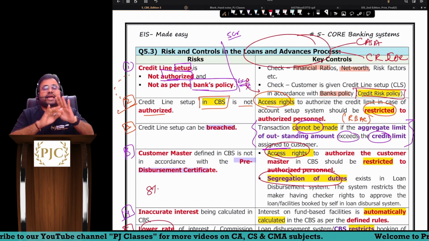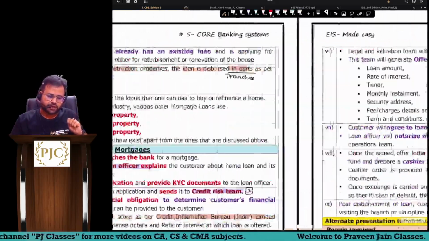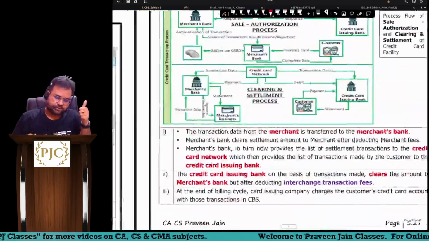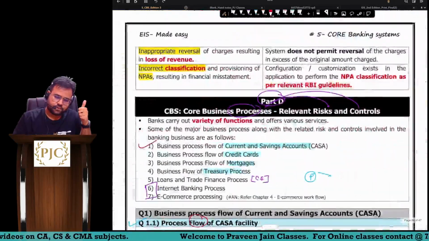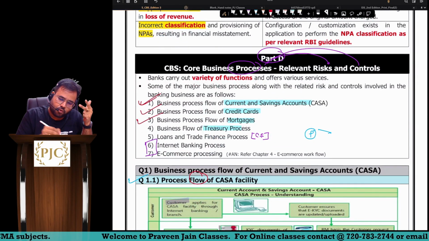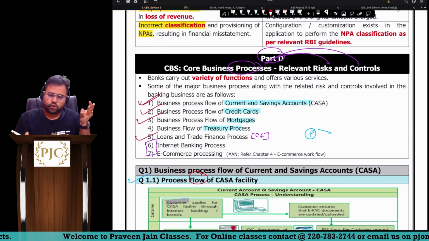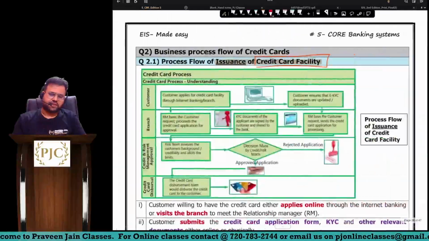So now in this class, how many processes are we done with, sir? Quickly, first we are done with CASA. So first we are done with CASA, then we are done with credit card, then we are done with mortgage, and then we are done with loans and trade finance. So similarly, let us quickly go through the treasury process also, sir.